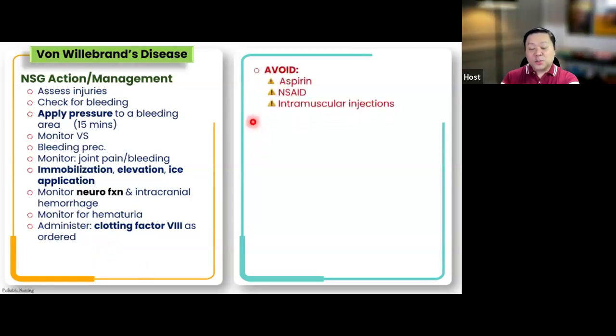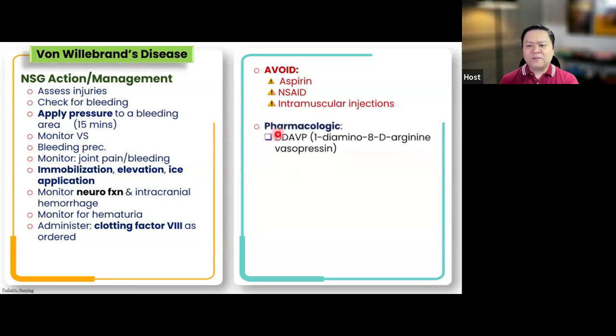We are also going to avoid intramuscular injections or any unnecessary venipuncture. If there is really a necessity, for example for the lab technician to draw blood for a lab specimen, then we have to inform the lab technician to make sure that they apply pressure for a minimum of 15 minutes after the venipuncture.